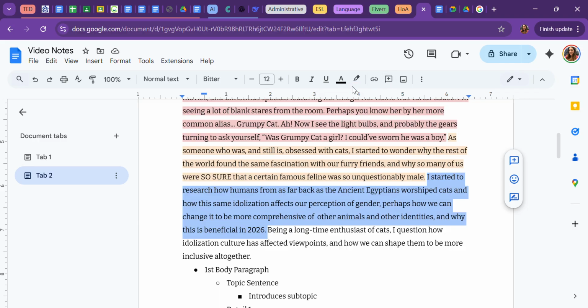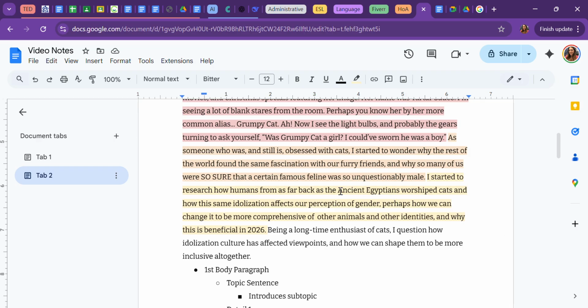It's not what I did yet, but it's what we're going to do together today. I started to research how humans, as far back as the ancient Egyptians, worshipped cats, and how this same idolization affects our perception of gender. So this is how idolization in general affects our perception of gender. That's going to be my first body paragraph. Perhaps how we can change it.